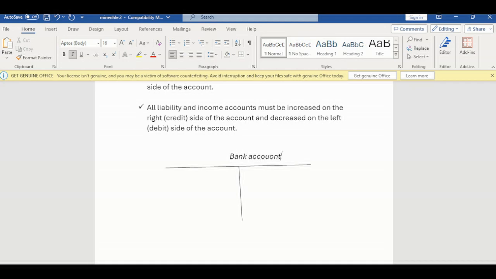Yeah, okay, on your right hand side you have a credit side, on your left hand side you have a debit side.